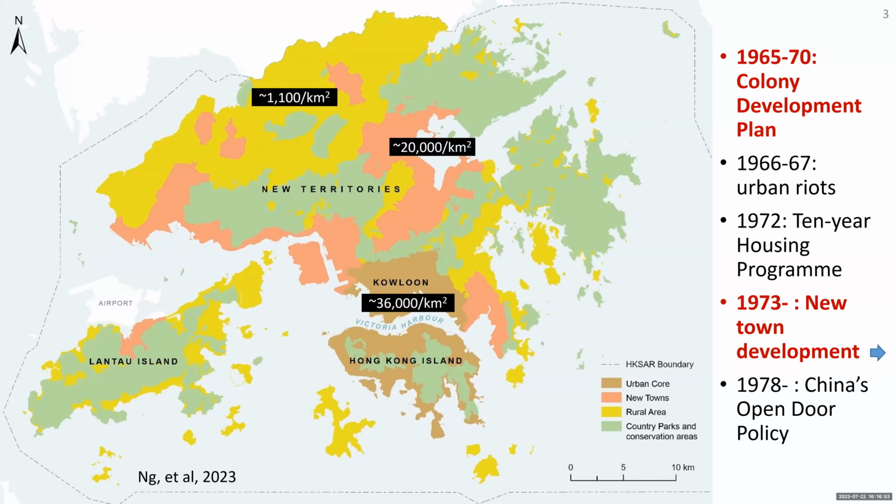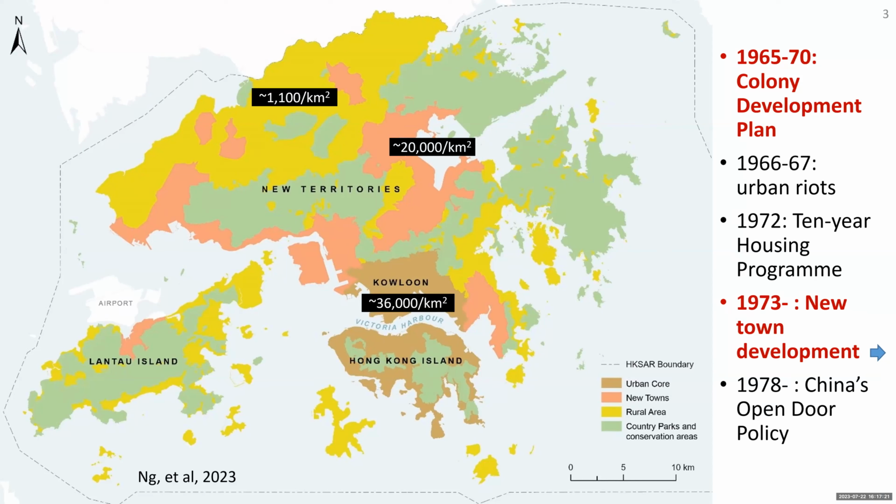I don't know whether you know about the density differences among these three urban forms. The main urban areas amount to about 36,000 persons per square kilometer, whereas the new towns are about half of that, like 20,000, whereas the rural areas are only 1,100. Is there a reason for that?